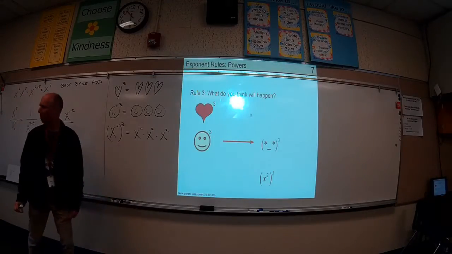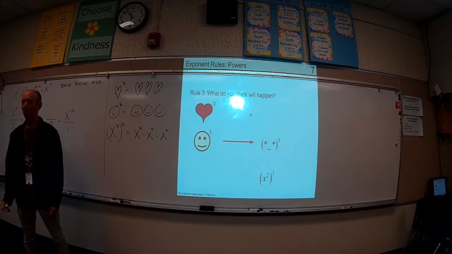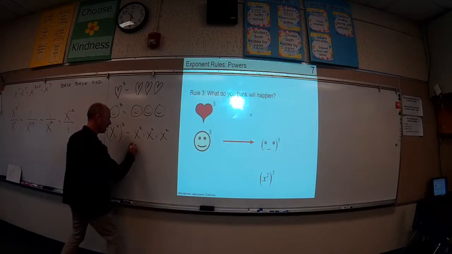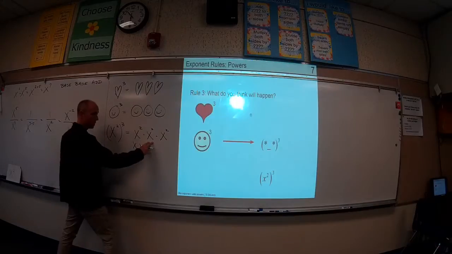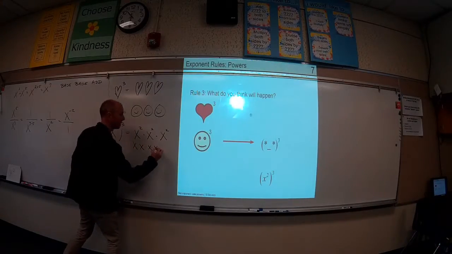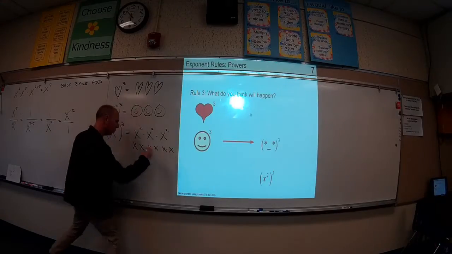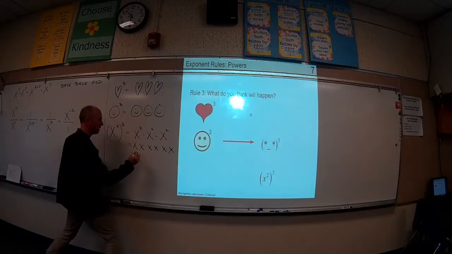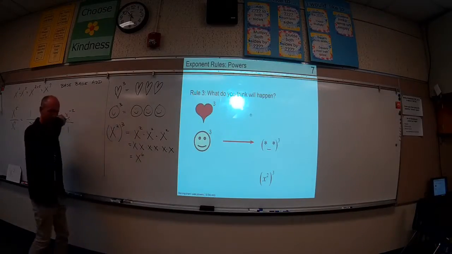Well, what does an X squared really mean? Raising a hand on that one too. What does X squared tell me? Brayden? X times X. So this is really X times X. Then what's this? X times X times X. And then what's this? X times X. And then really, what is this then? X times X times X times X times X times X. X to the 6th power.